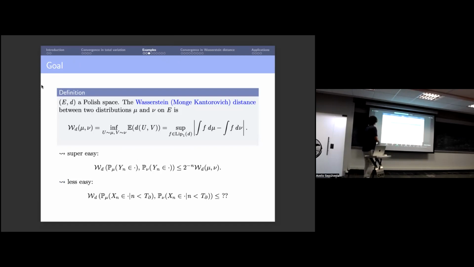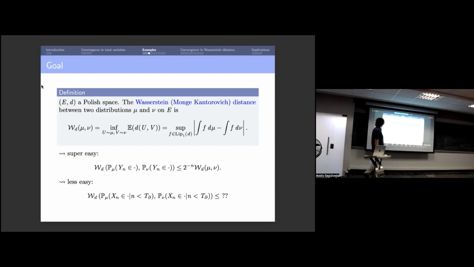That is well known, so it's just a reminder. What I denote by WD of mu and nu, where mu and nu are two probability measures, is the following. D here is a distance on the set E that makes this set Polish. It's simply the infimum of the distance between two random variables u and v, where u needs to have the distribution mu and v distribution nu, and I take any possible coupling.